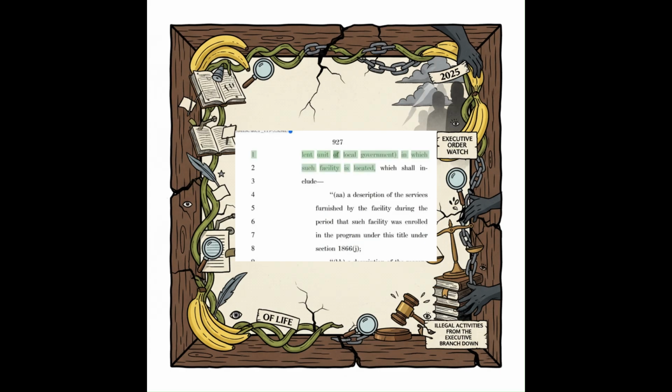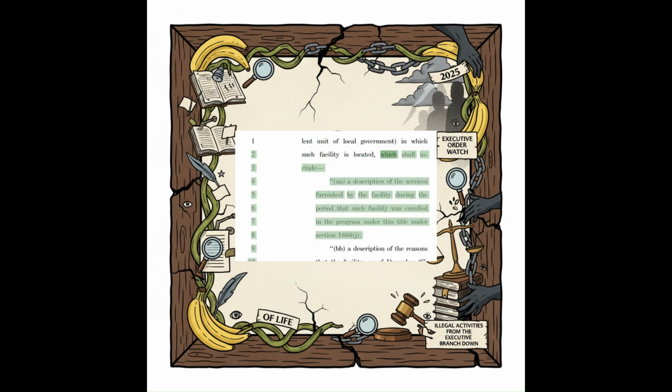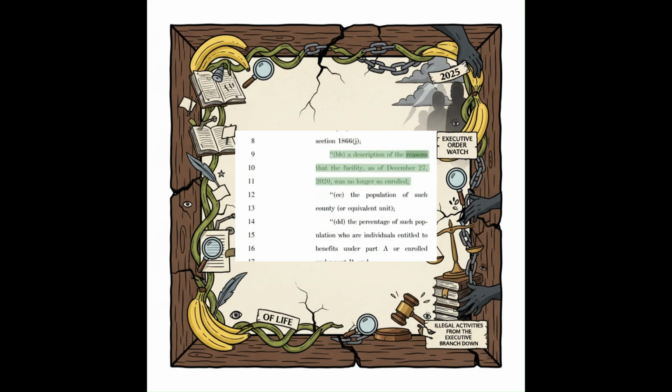927. Unit of local government in which one such facility is located, which shall include a description of the services furnished by the facility during the period that such facility was enrolled in the program under this title under Section 1866. A description of the reasons that the facility as of December 27th, 2020 was no longer so enrolled. The population of such county. The percentage of such population who are individuals entitled to benefits under Part A or enrolled under Part B. A description of any lack of access to health care services experienced by such individuals, and an explanation of how reopening the facility as a rural emergency hospital would mitigate such lack of access.